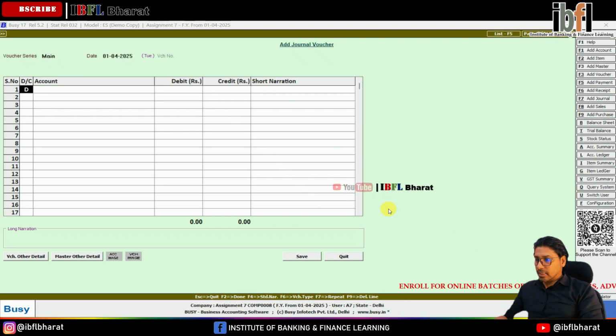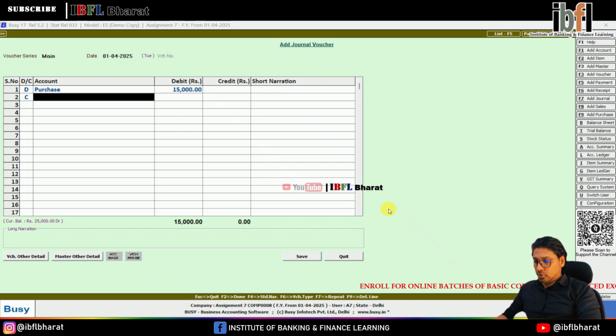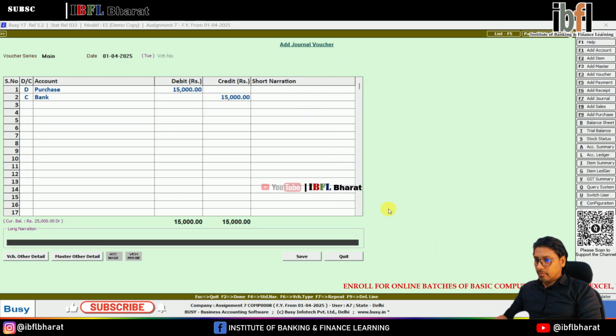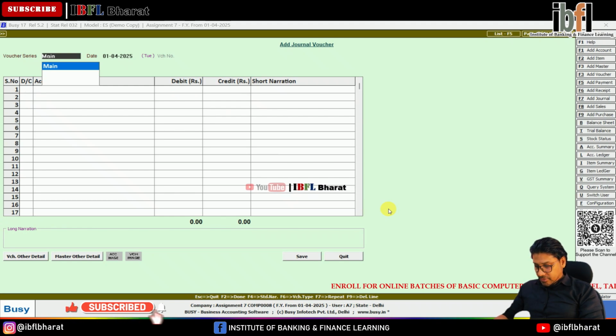Next is bought goods by check. Same entry we are doing again. Purchase will be on the debit side, and amount is 15,000. But this time we are making the purchase through check, so we will take bank here. Save.